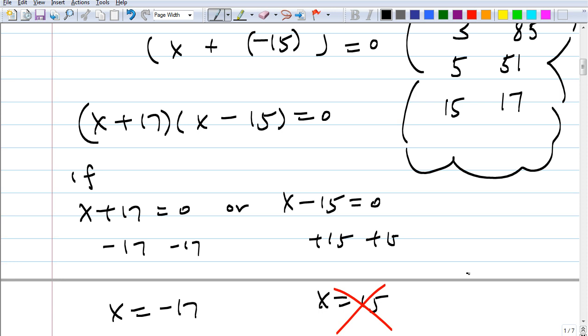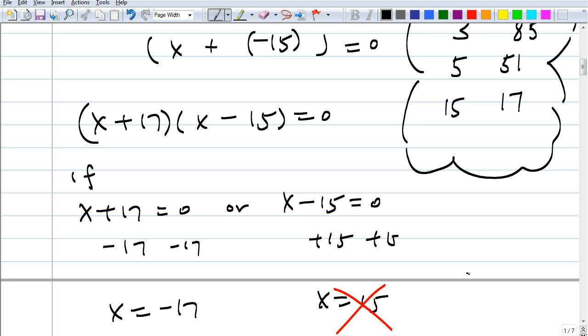Why do I have a big red X on 15? Doesn't 15 work? No, because it's not negative, it's positive. You can't use 15, because I'm not looking for a negative odd integer. This is a positive odd integer. We can't use that. So we found our answer.